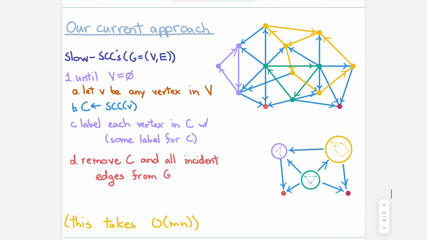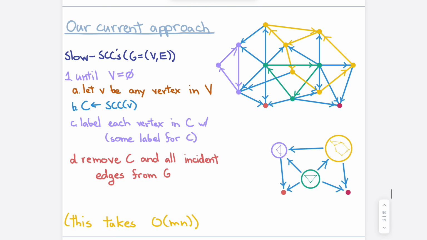Now, our current approach to computing the strongly connected components is just to naively pick any vertex V, get a strongly connected component, rip it out of the graph. Seems like a natural thing to do. And that'll give you something like Mn time because you're spending M time to get each strongly connected component. Here, I'm assuming M is at least N, which is often the case, just to make my notation easier.